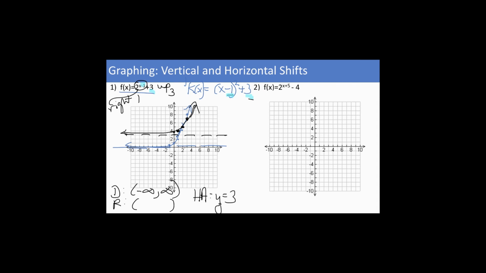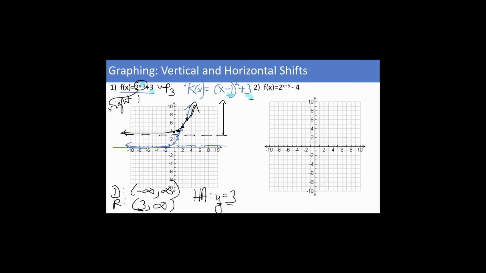Don't forget the y. Yes, you need it. And if you don't have it, I will mark it wrong. So the range, if you see that, it goes from 3, the asymptote, up. And it's not included, right, because it can't touch it. So it's 3 to infinity. Note this and then this are the same.